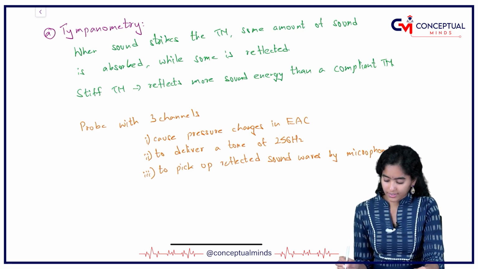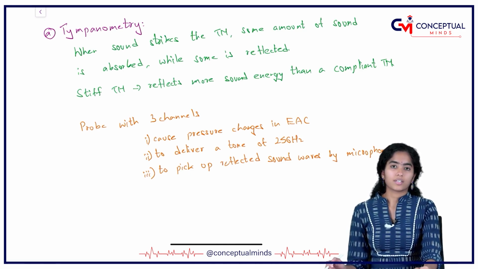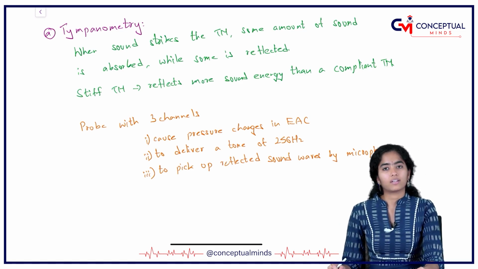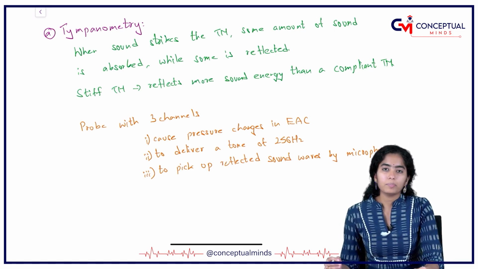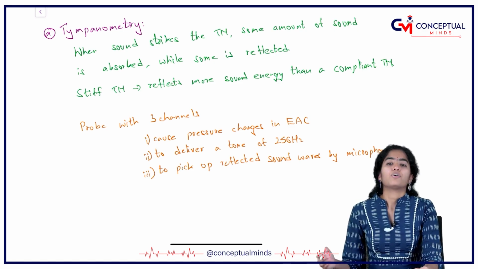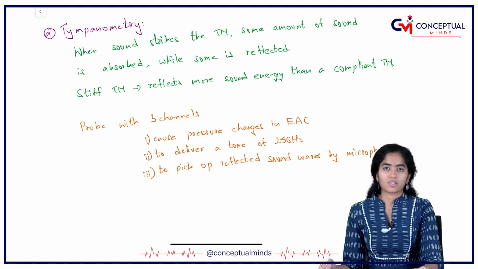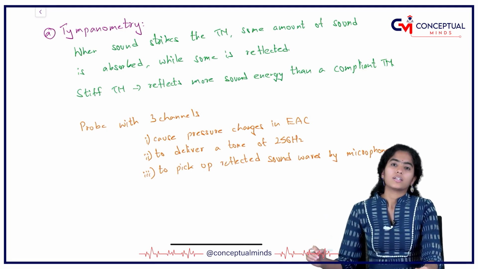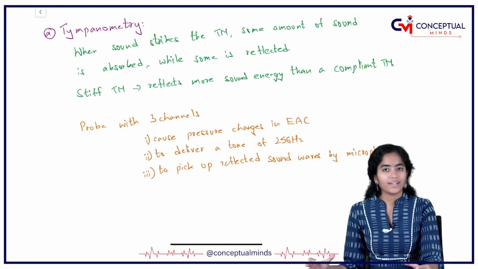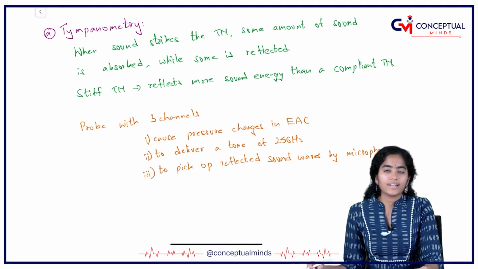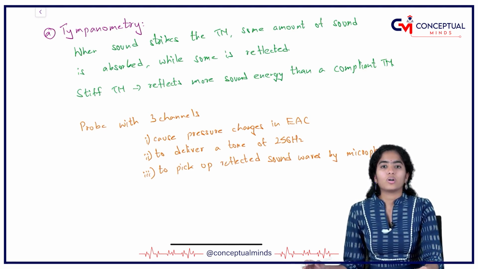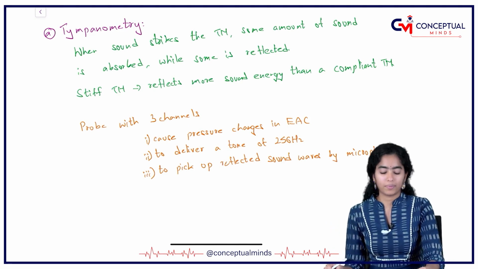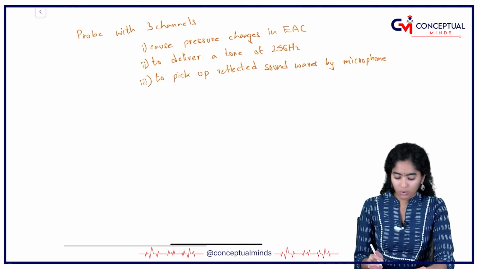So these are the 3 channels that are present in the probe, and we put this probe into the external auditory canal of the patient. And now we bring about pressure changes from negative to positive, and we plot the reflected waves on a graph, and this charting is called tympanogram. The chart that we obtain, the graph that we obtain is called tympanogram.